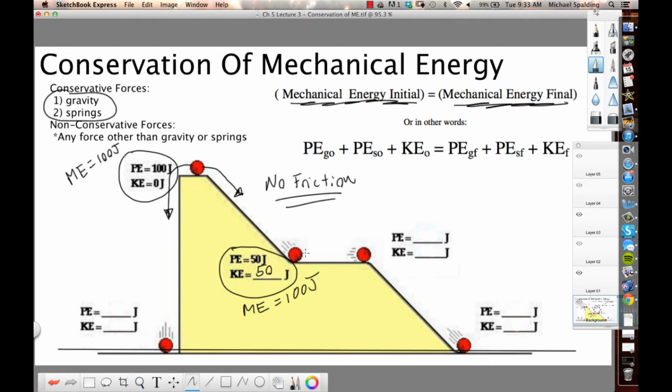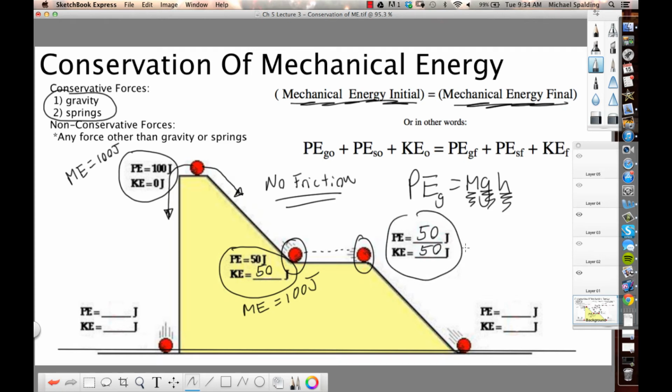Now, the ball rolls across this flat part. So what are these numbers going to be? What is the potential energy going to be? It's going to be 50. Now, how do I know that? Because look, what's the equation for potential energy of gravity? mgh. So from here to here, did the mass of the ball change? No. Did gravity change? No. Did the height change above the 0 point? No. So therefore, potential energy of gravity stayed the same. So how much kinetic do we have? 50, because these need to stay constant because we have no non-conservative forces.